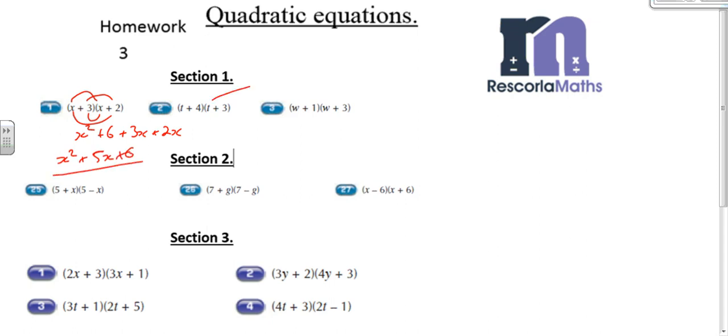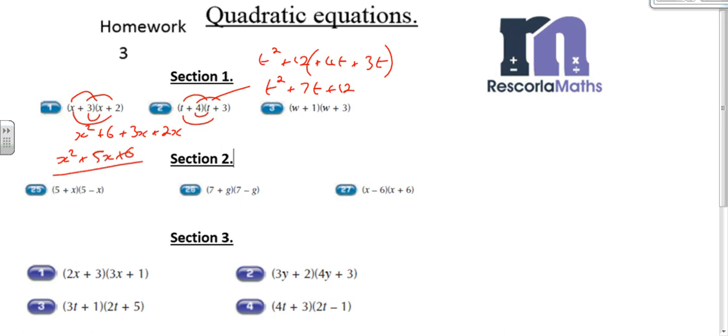Easy. Next one. Left eyebrow is going to give us t squared. Right eyebrow is going to give us 12. Nose is going to be 4t. The mouth is going to be plus 3t. Then simplify the nose and the mouth, so it's going to give us t squared plus 7t plus 12.